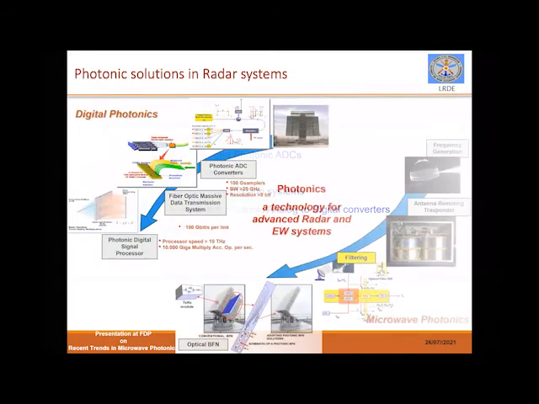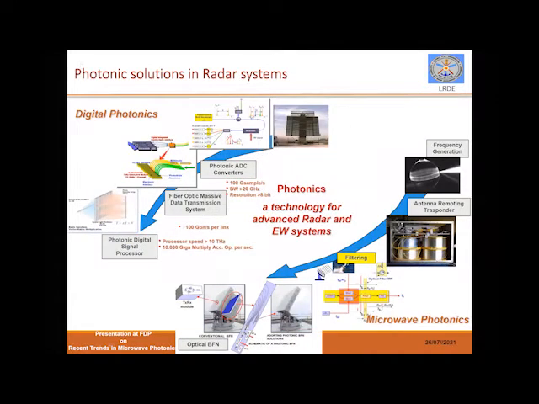Now, in the radar system, whatever I have written, I have put in a pictorial way. I could get a similar picture to what was in my mind from the internet, so I have just taken this from the internet. So you can see that we can have photonic ADCs.